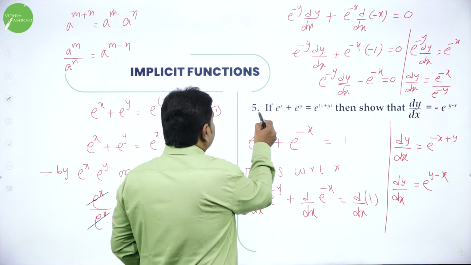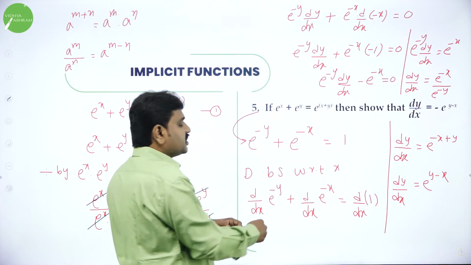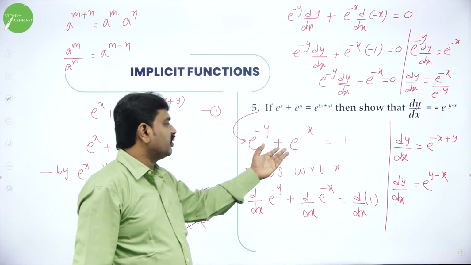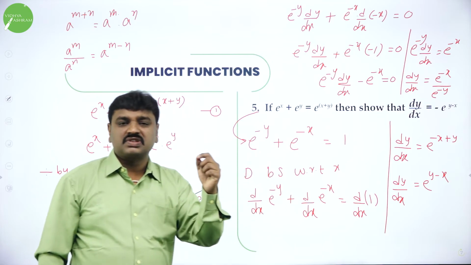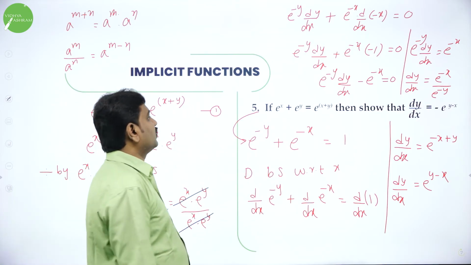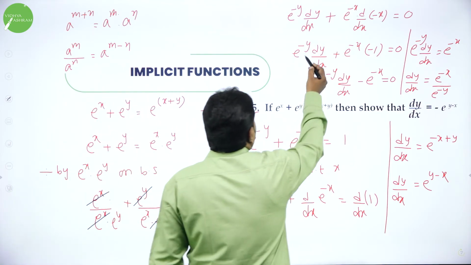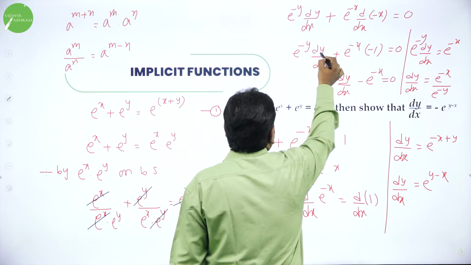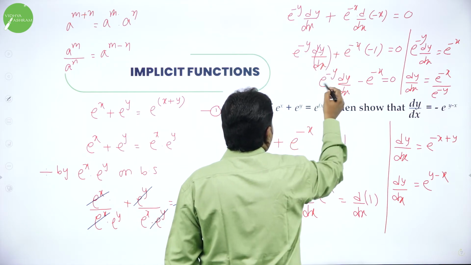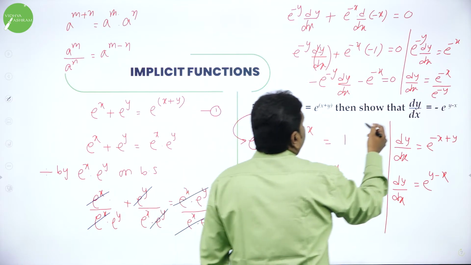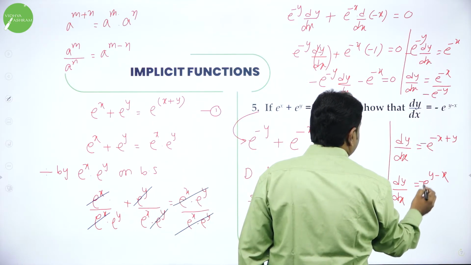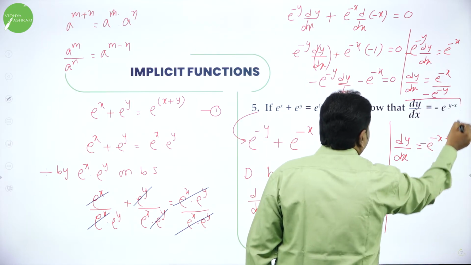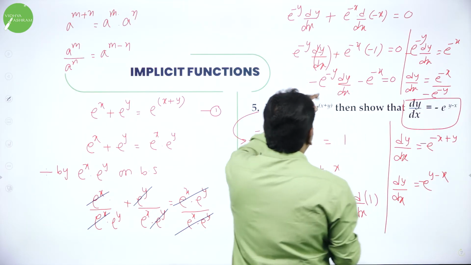Now the given problem we reduced like this. Now you differentiate, it will become easy because the derivative of 1 is 0, the derivative of e power minus x is e power minus x into minus 1, and the derivative of e power minus y is e power minus y into d by dx of minus y. So minus, minus continues, so we also need minus here, minus d by dx of minus y.